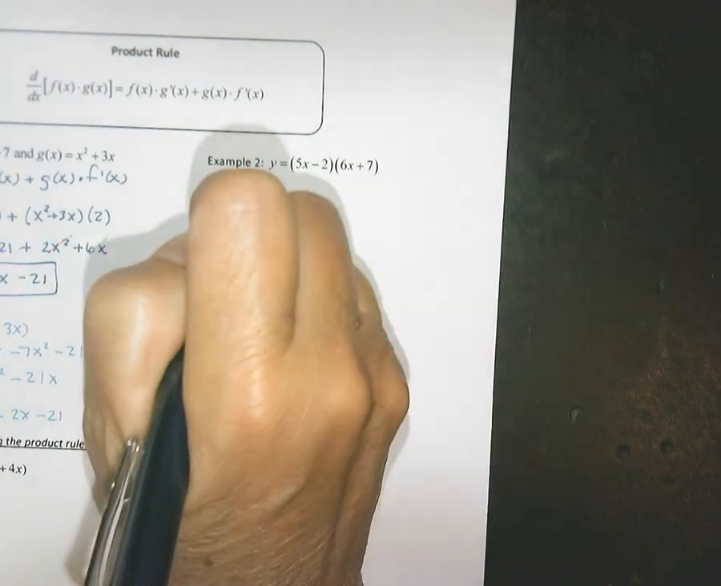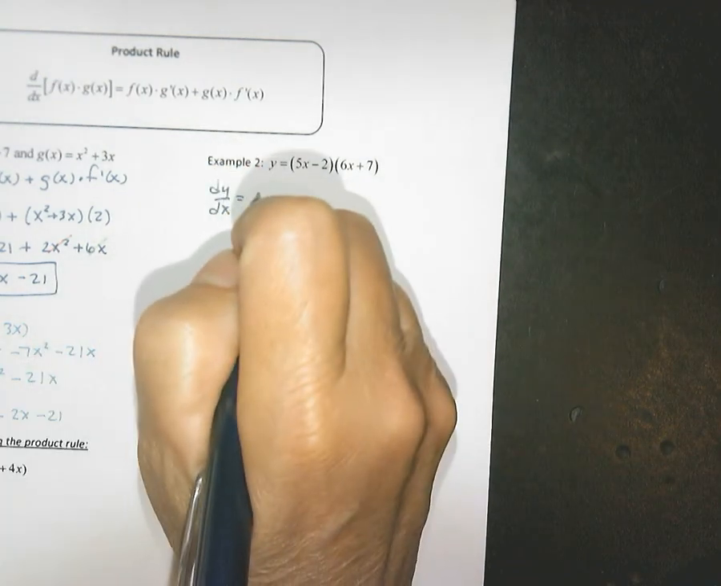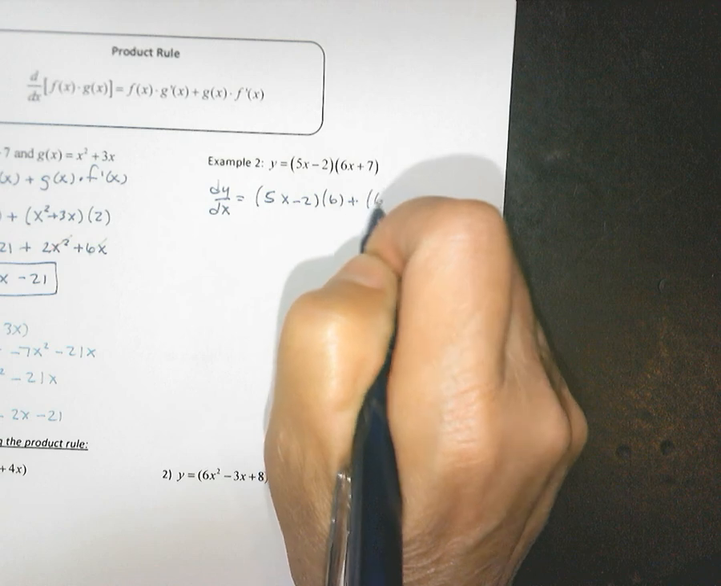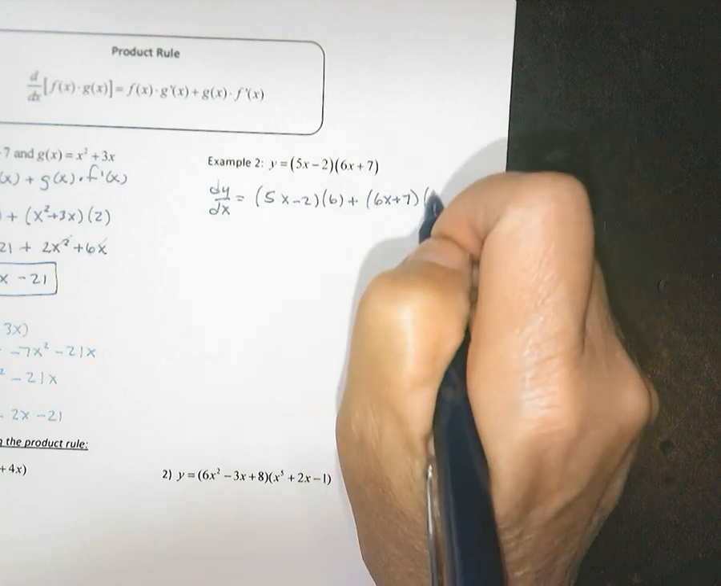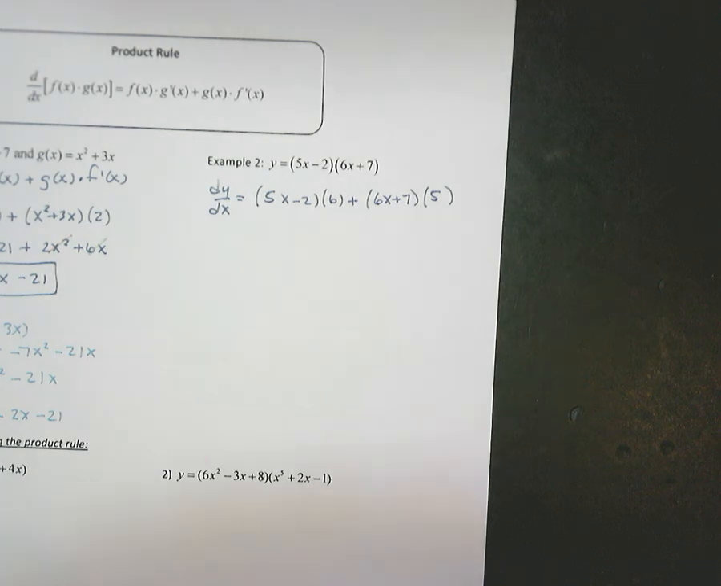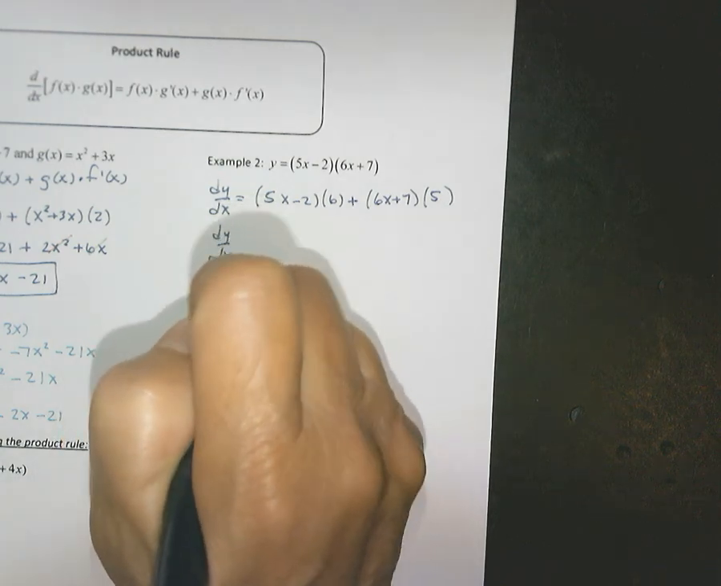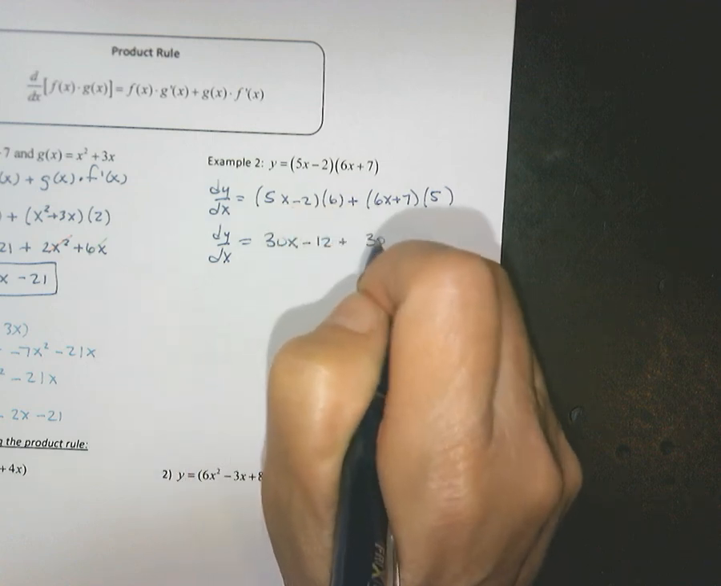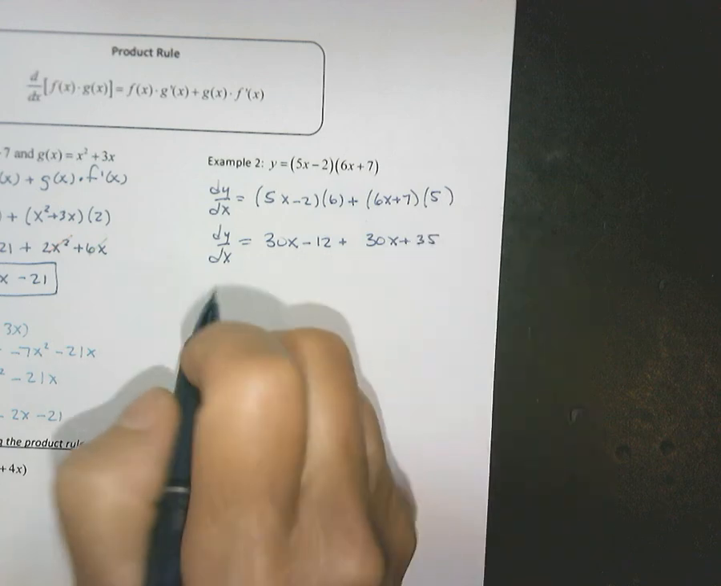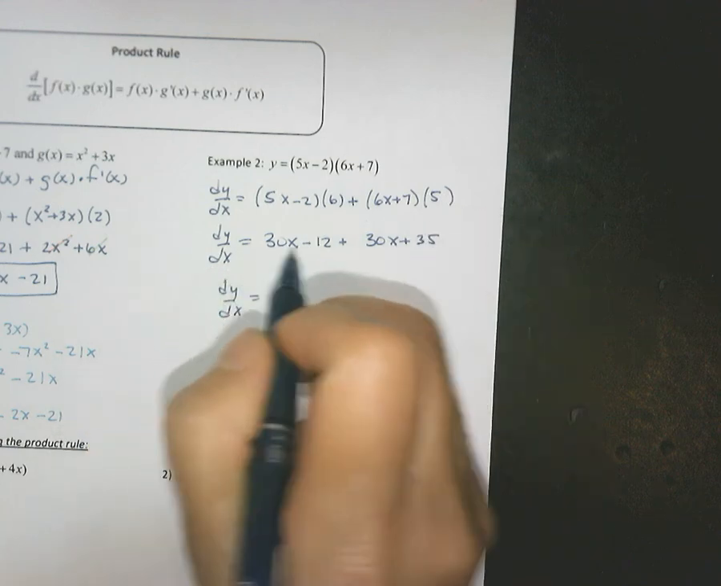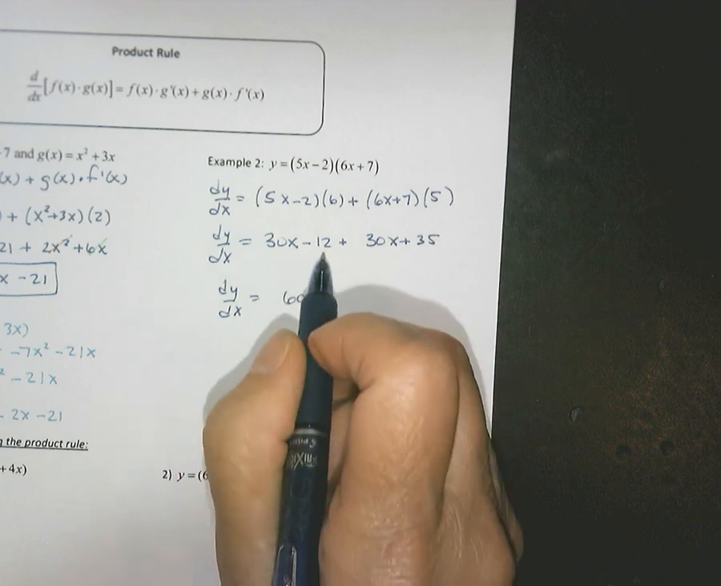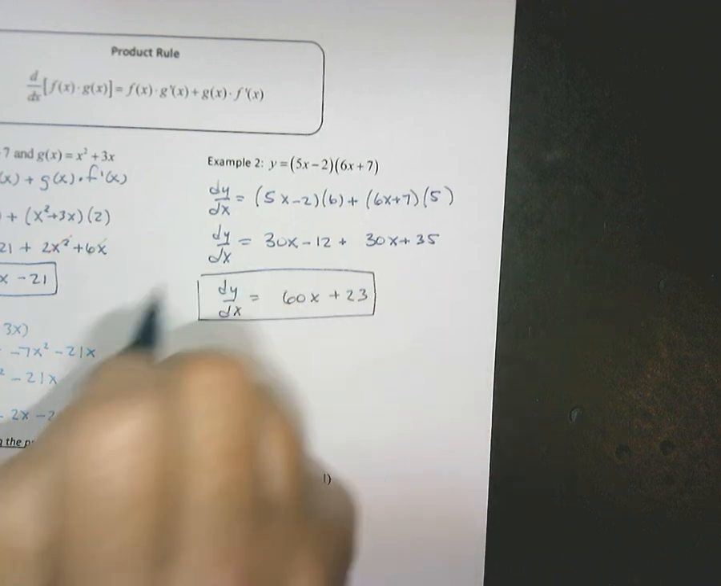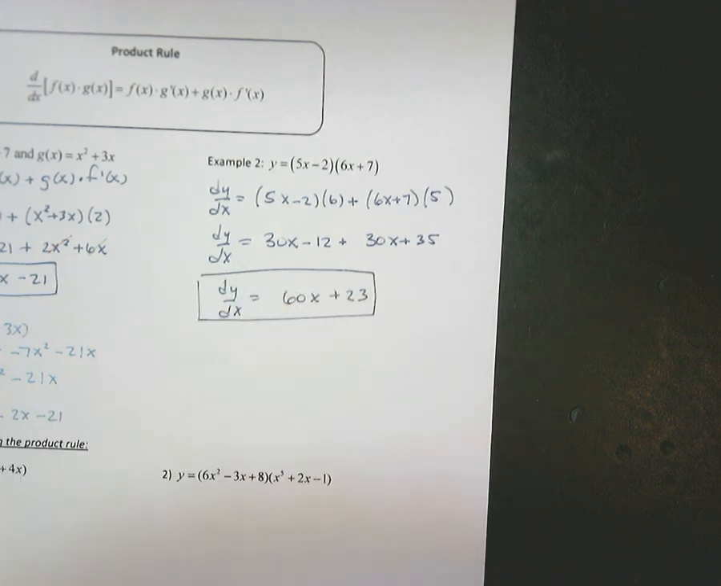So the derivative of y with respect to x, the first multiplied by the derivative of the second, plus the second function times the derivative of the first. I'm going to go ahead and clean these up. I'm going to distribute, so I get 30x minus 12 plus 30x plus 35. Combine like terms. 30 plus 30 gives me 60x. Negative 12 plus 35 gives me plus 23. And I'm not going to check this that way. There's different ways I can check it.